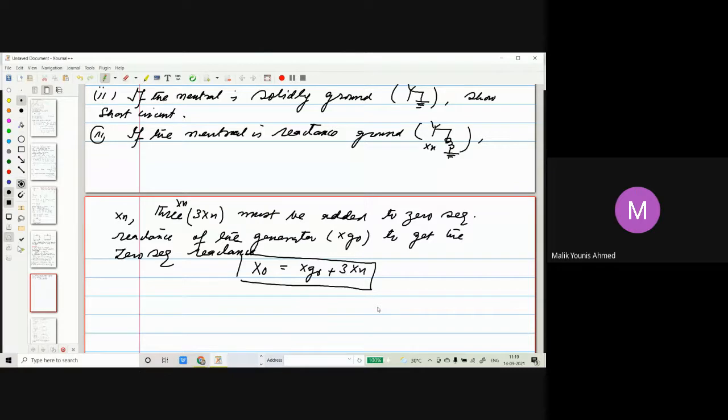Okay, then we can say that three sequence systems can be solved separately. Then separate phase currents and voltages can be determined. They can also be determined by using the symmetrical components.